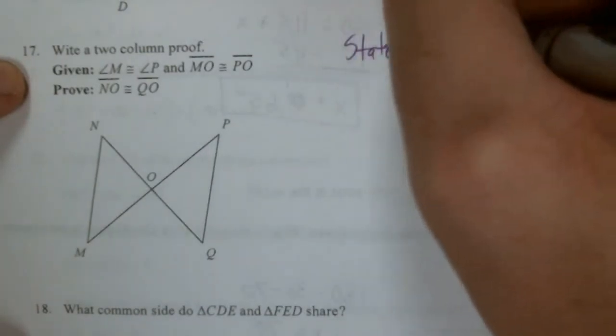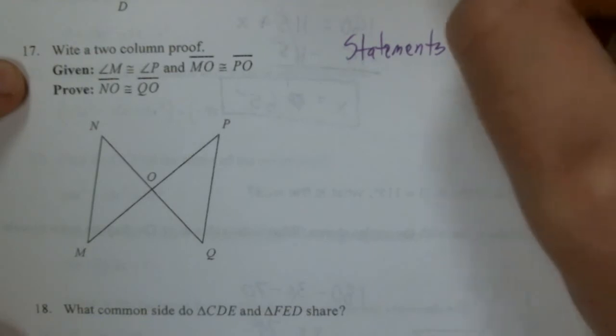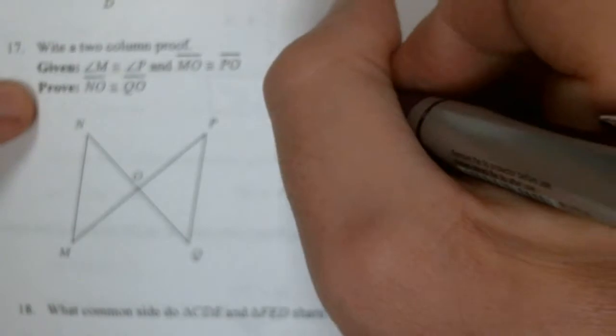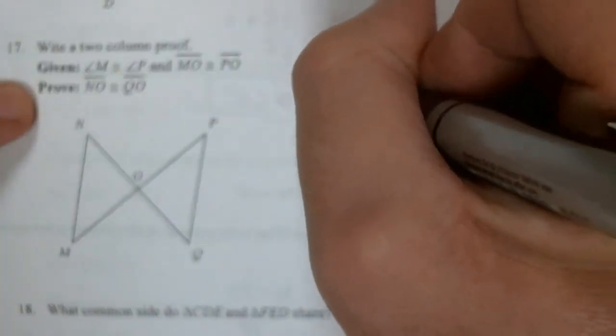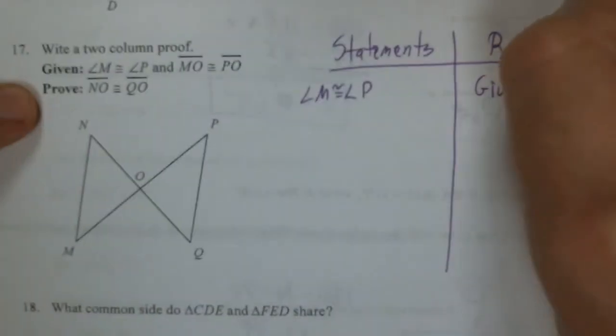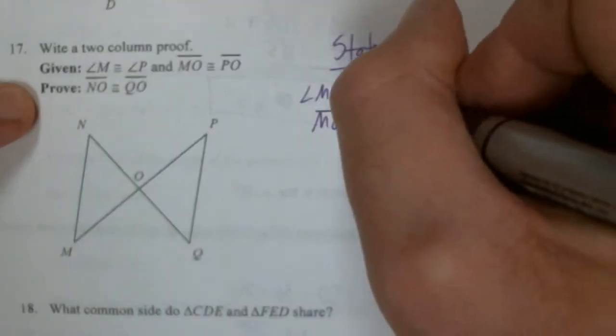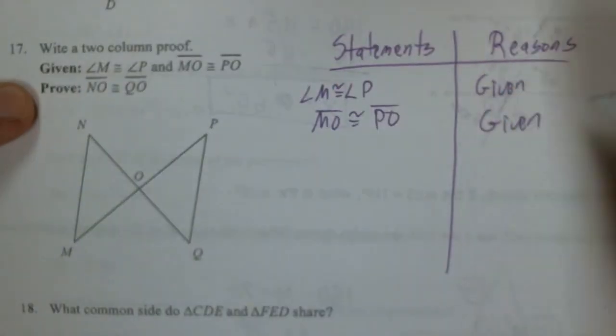Number 17, write a 2-column proof. Statements, reasons, presenting our case. The given is angle M is congruent to angle P, and MO is congruent to PO, given.